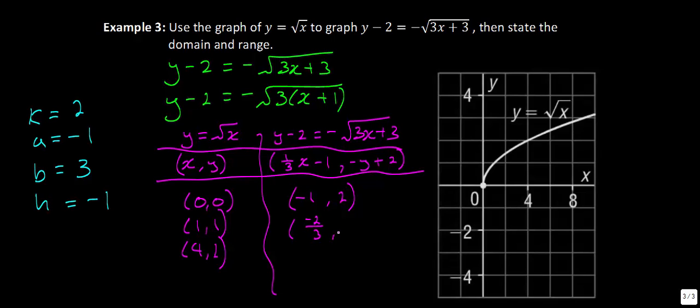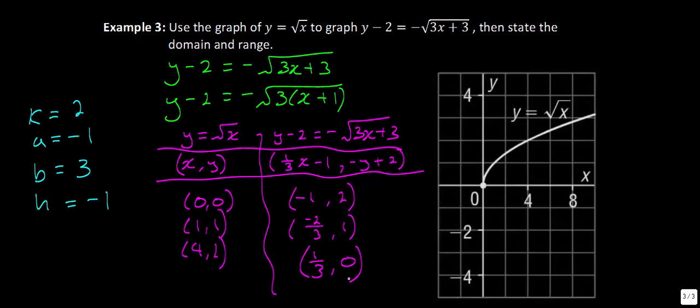So that'll be tough to graph, but we can estimate it. And then if we put in 1 for the y, we have negative 1 plus 2 is 1. And lastly, if we put in 4, we have 4 times 1/3 is 4/3. 4/3 minus 1 is going to give me 1/3. And if we put in 2 right here, negative 2 plus 2 gives me 0.